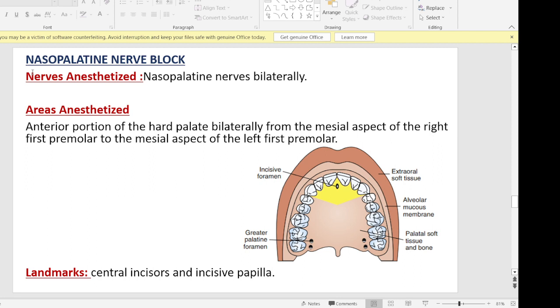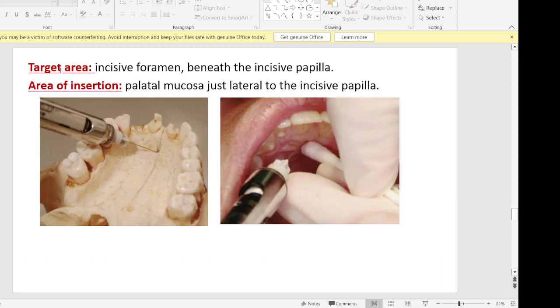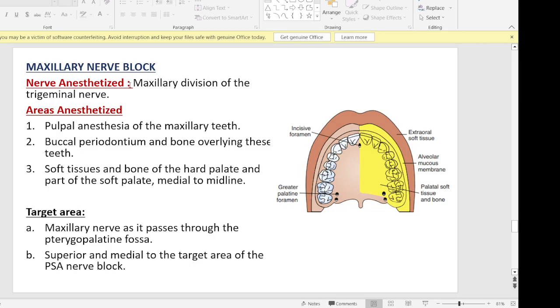Nasopalatine nerve block. Nerves anesthetized are the nasopalatine nerves bilaterally, and areas anesthetized are the anterior portion of the hard palate bilaterally, from the mesial aspect of the right first premolar to the mesial aspect of the left first premolar. Landmarks are the central incisors and incisive papilla. Target area for the nasopalatine nerve block is the incisive foramen beneath the incisive papilla, and the area of insertion is palatal mucosa just lateral to the incisive papilla.